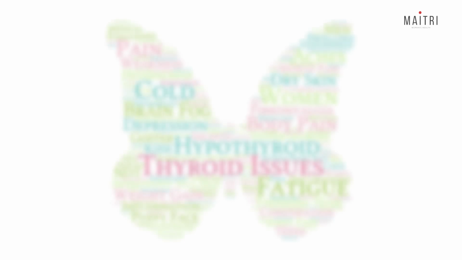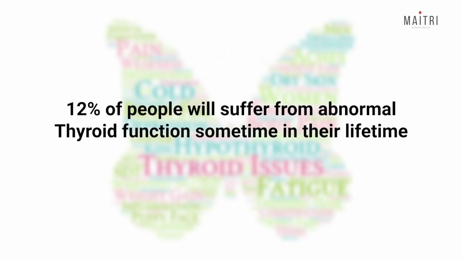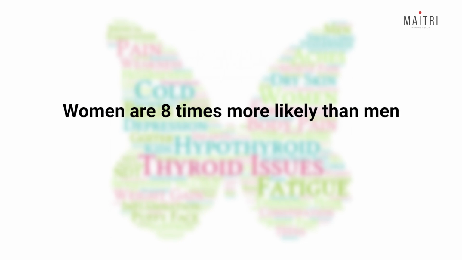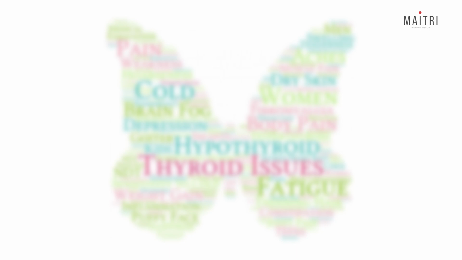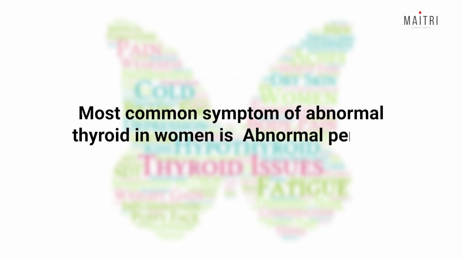So did you know 12% of people will suffer from abnormal thyroid function sometime during their lifetime? Did you also know that women are 8 times more likely than men to have an abnormal thyroid function? And the most common symptom by which the abnormal thyroid function is diagnosed in women is by having abnormal periods.